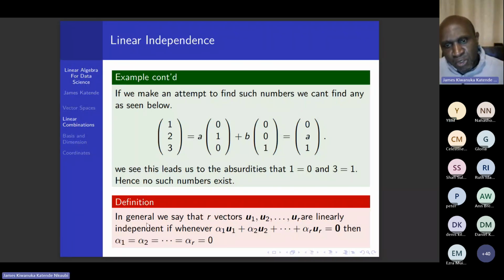So the formal definition of linear independence is down here. It says if you have R vectors, these vectors will be linearly independent if whenever this linear combination equals 0, the only way that can happen is if all the coefficients are 0. Maybe the other thing I should add is that we want these to be non-zero vectors. None of these should be the 0 vector.